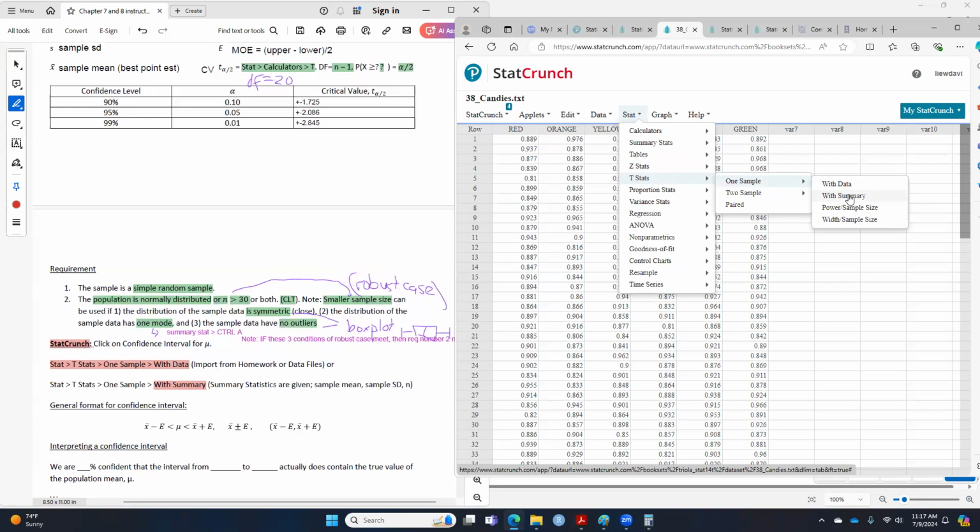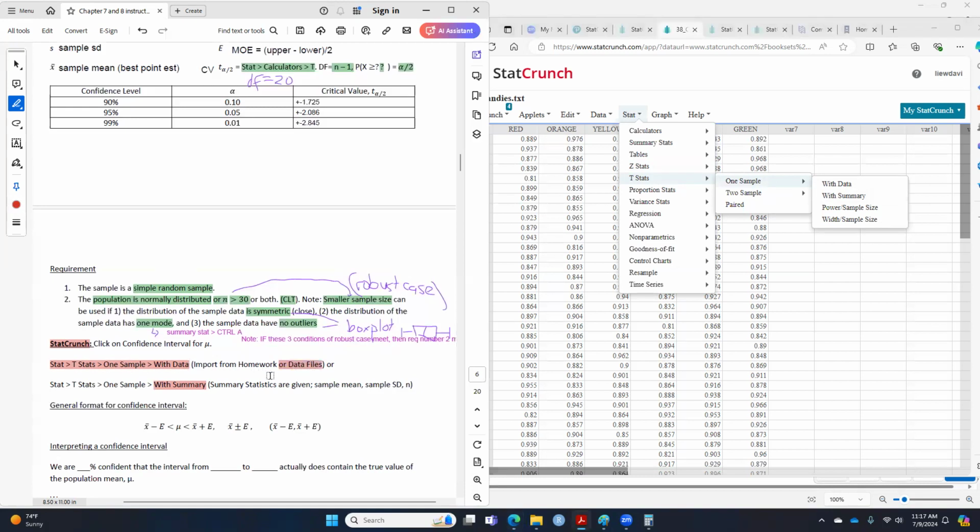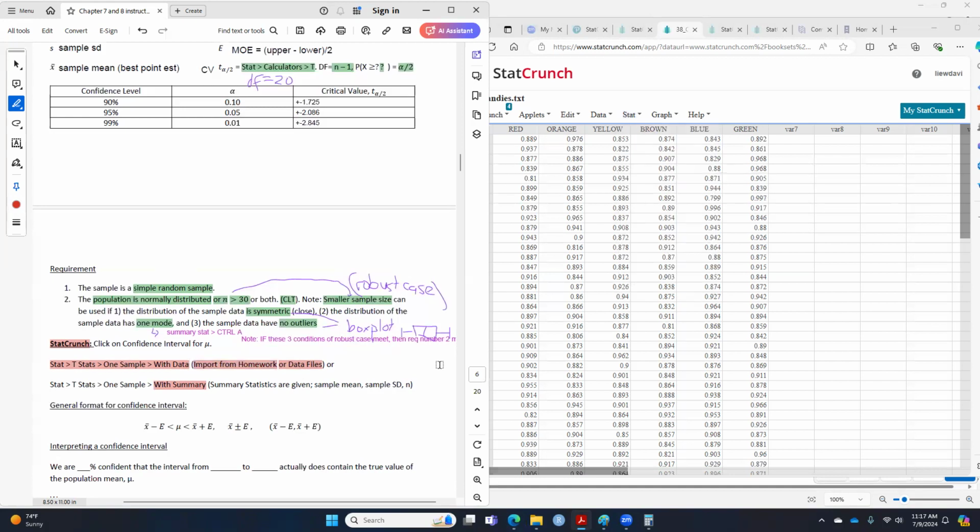How do you know which one is which? Okay. With data only happens if the question provides us the data files, or if you import any data files from your homework. So it means like this: if you have all these data files and you want to find the confidence interval for the brown ones, let's say, what is the confidence interval for the weight? This is the weight of the brown M&Ms.